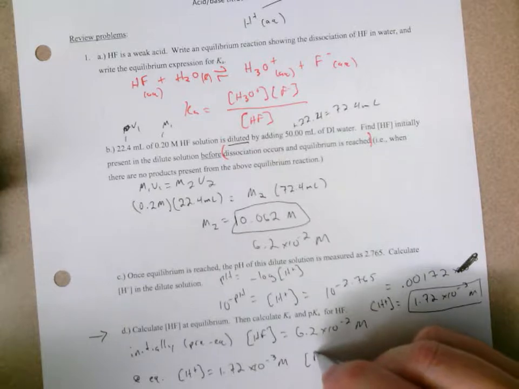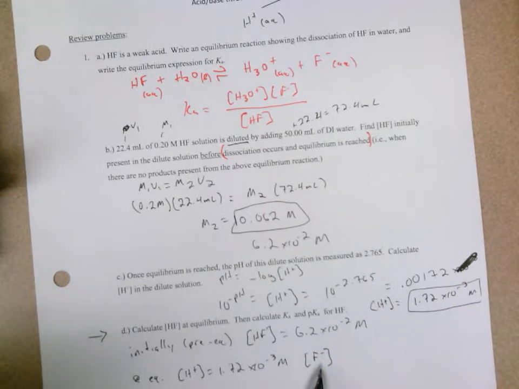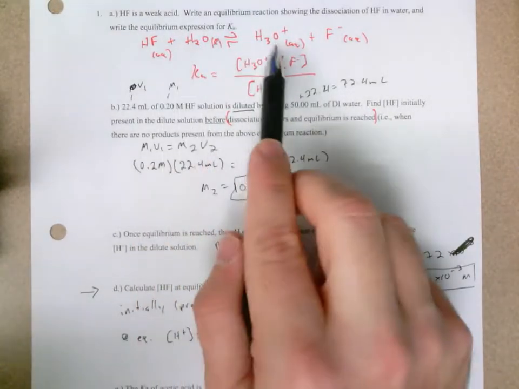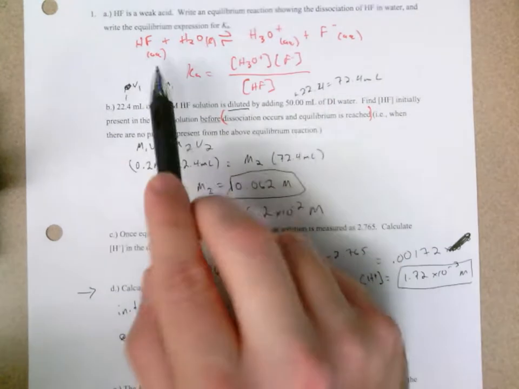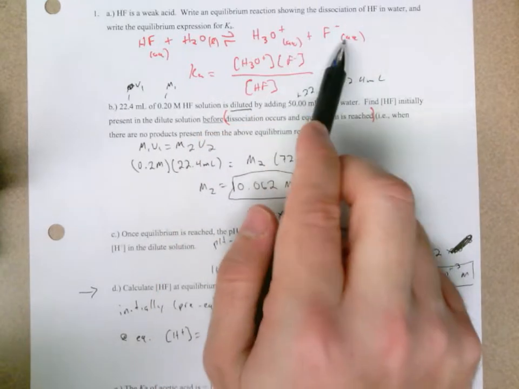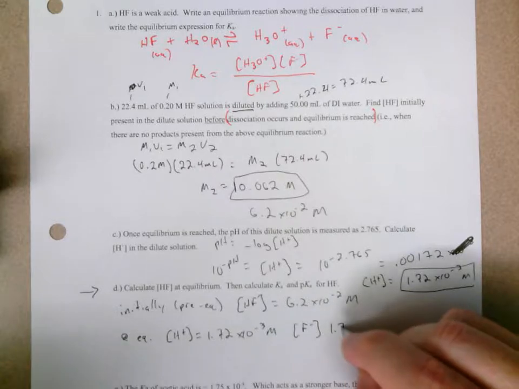We also know the concentration of our fluoride ion, because every time we get an H+ in this reaction, we also get a fluoride. When one of these dissociates, we get one H+ and one F-. They always come into the reaction together, so their concentrations should be the same.